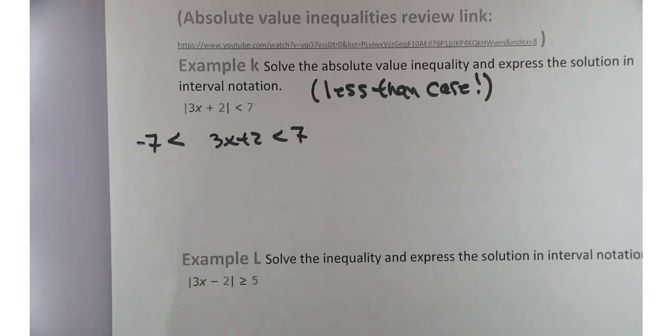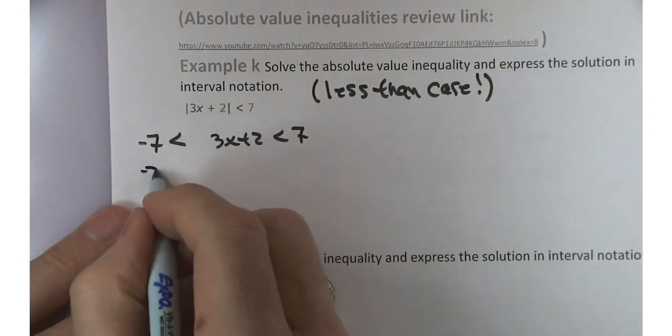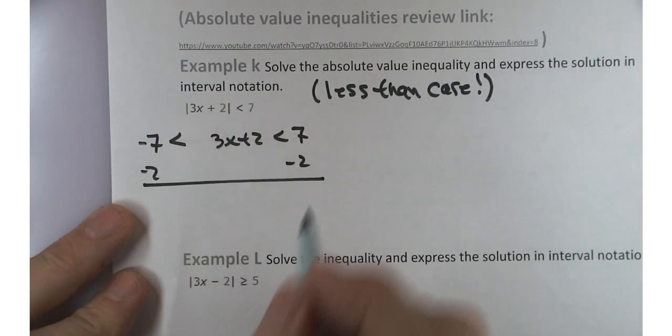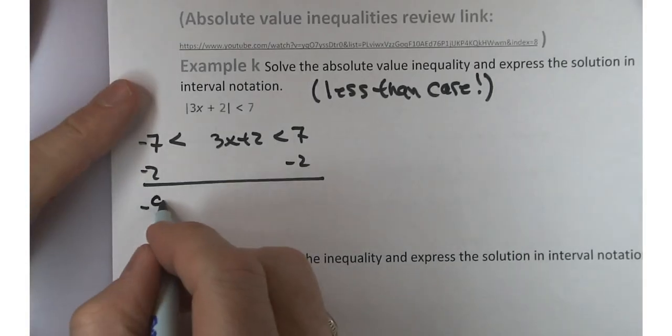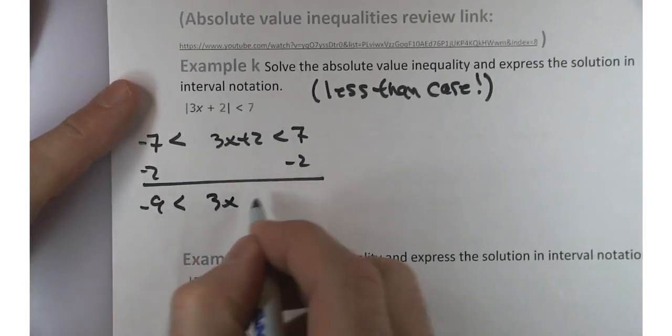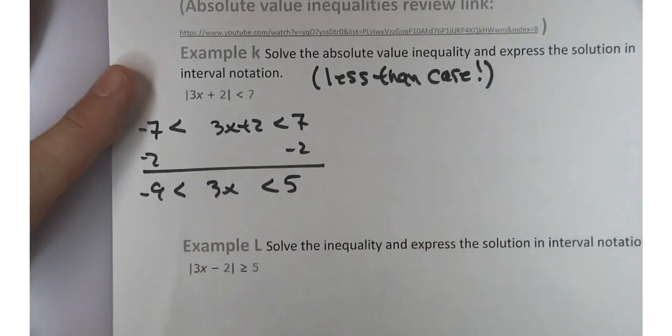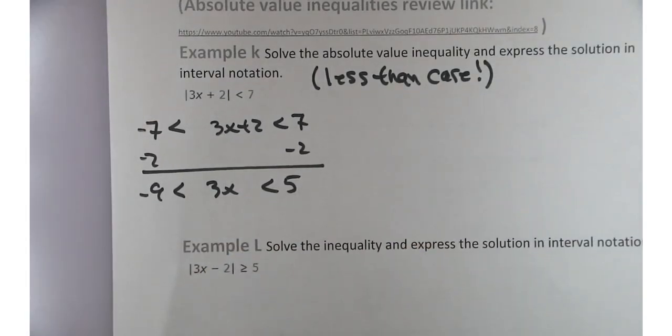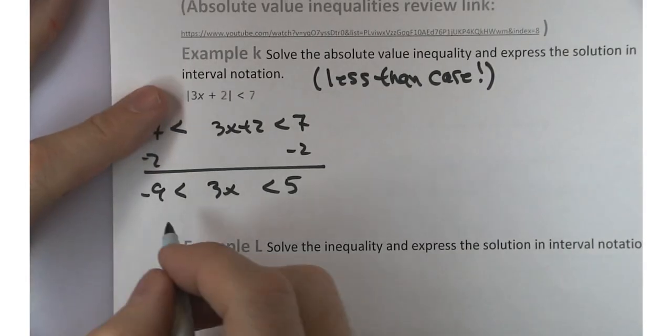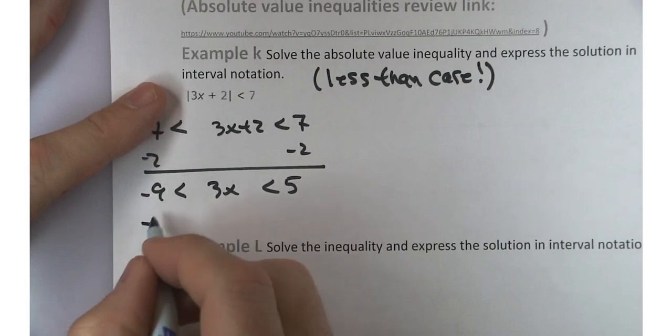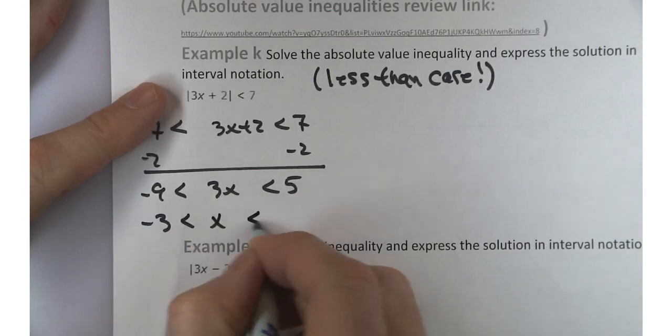So let's see. We'll subtract 2 from all three parts of the inequality. How am I going to finish this one up? Carly, some suggestions? Yeah, divide by 3. And so I'll end up with -3 is less than x is less than 5/3.